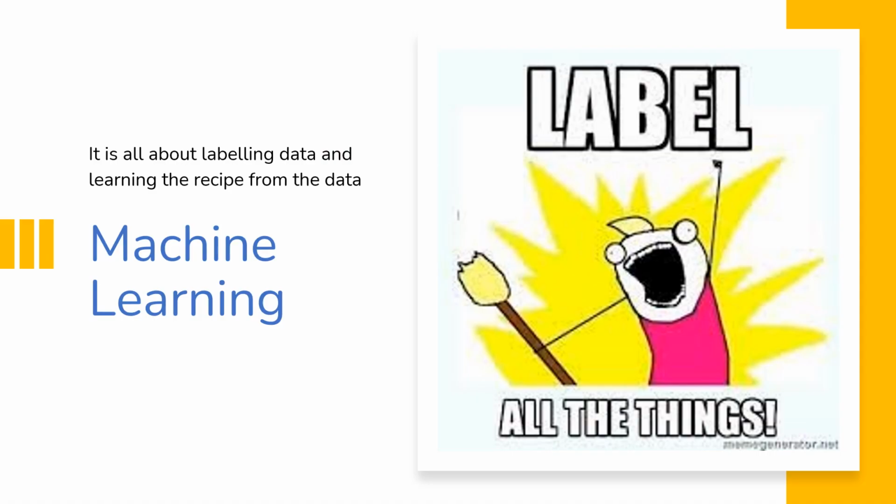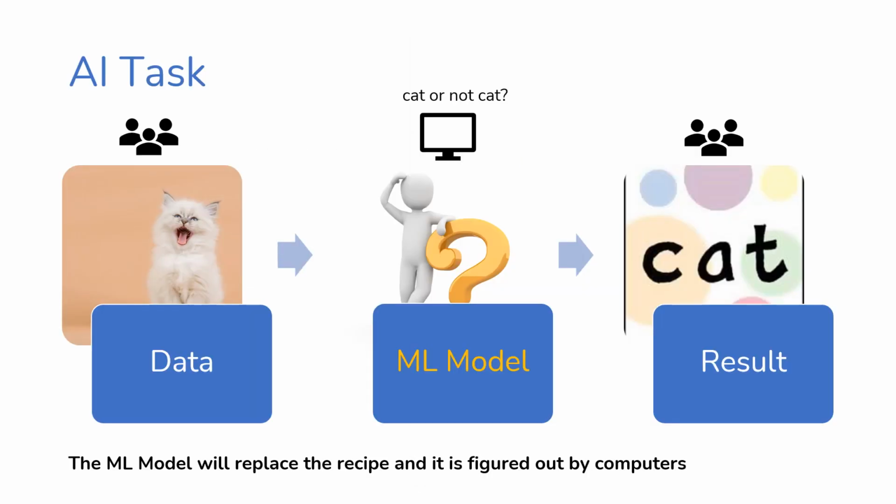Machine learning is about labeling everything, just labeling the data, and learning the recipe from the data. If we compare this slide to the previous slide, Lane's AI task, we can see the changes. We changed the information to data, we changed the recipe to a machine learning model, and we replaced the answer with results. And this is just what we can do in any intelligent system.